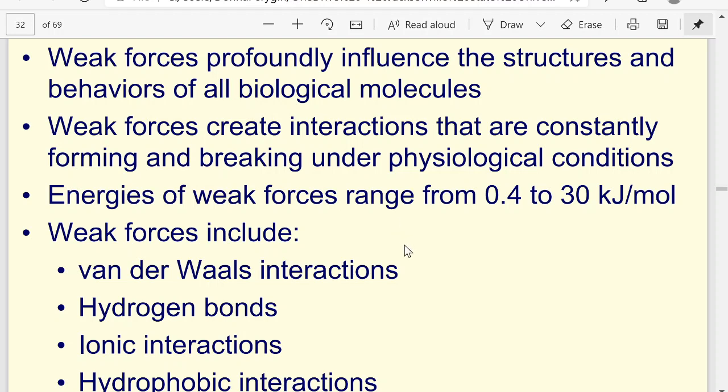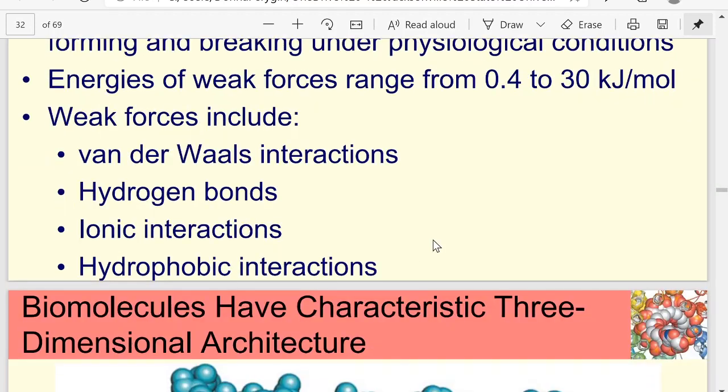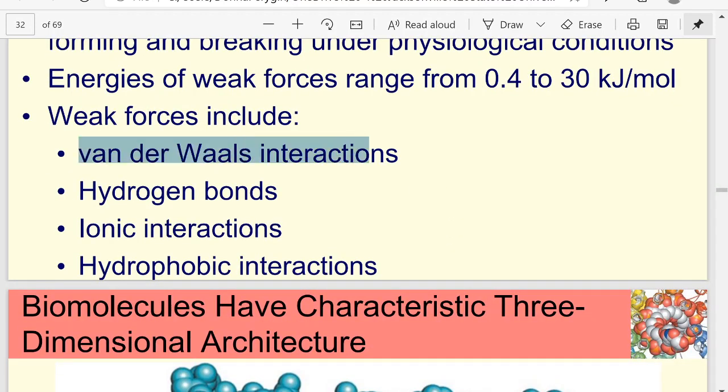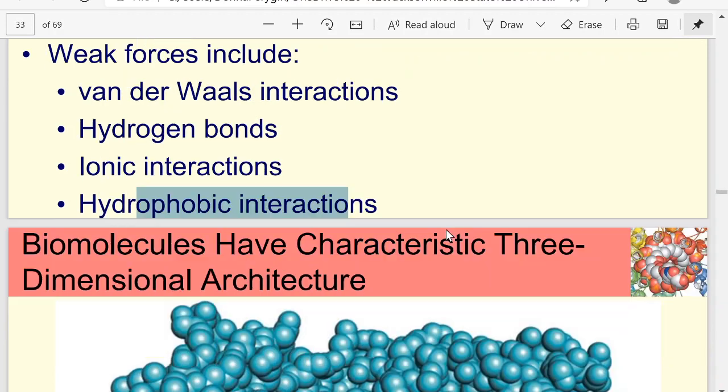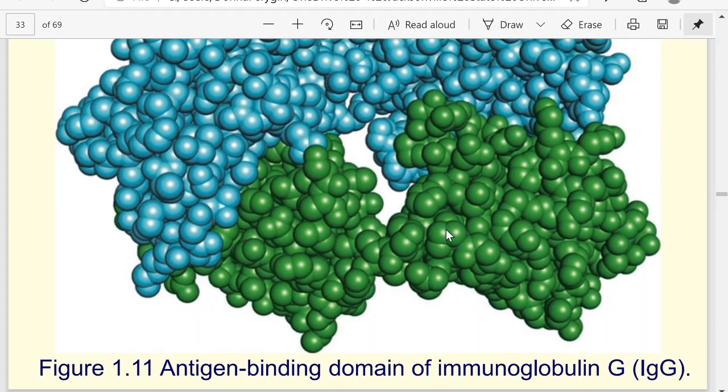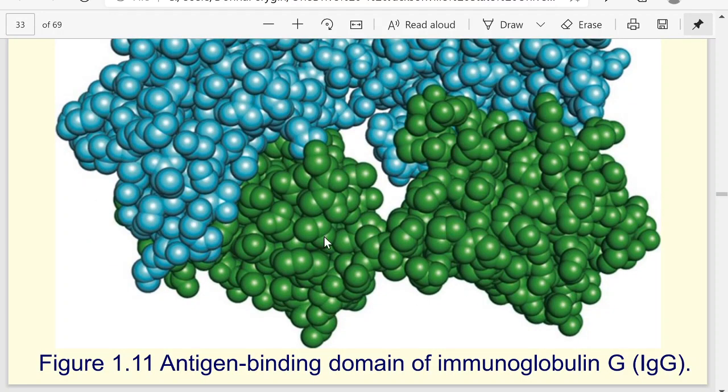That's what holds these three-dimensional shapes. And these weak forces include van der Waals interactions, hydrogen bonds, ionic interactions, and hydrophobic interactions, which we're going to talk about now. So obviously proteins have this three-dimensional structure making up the overall protein.